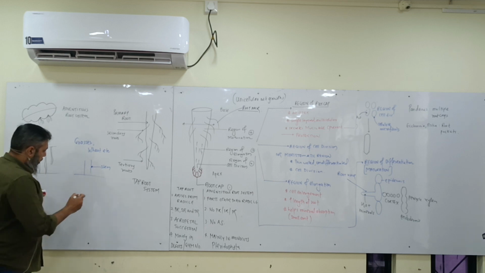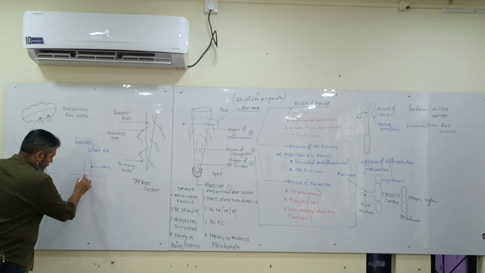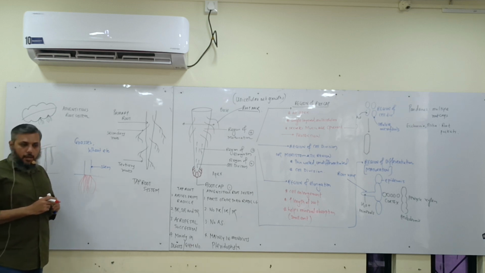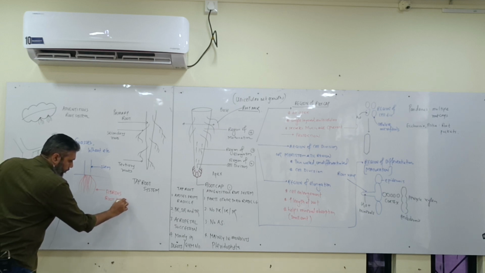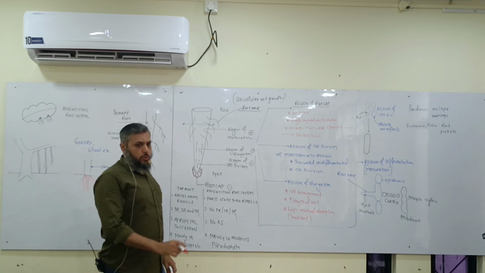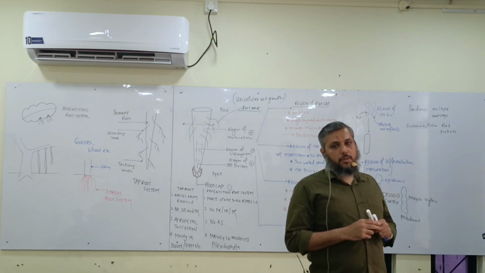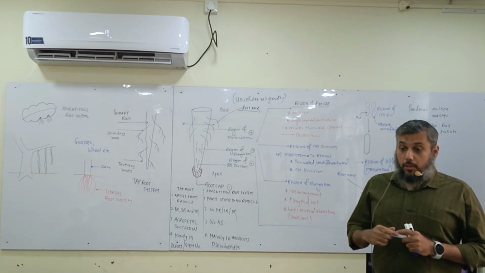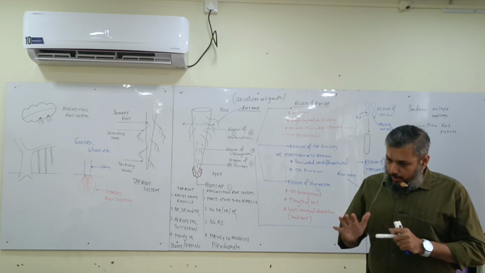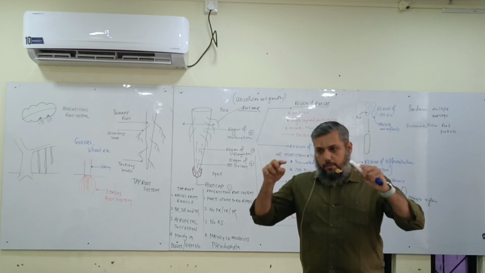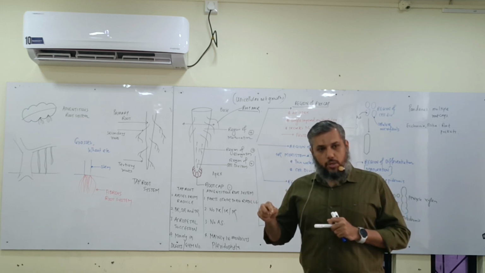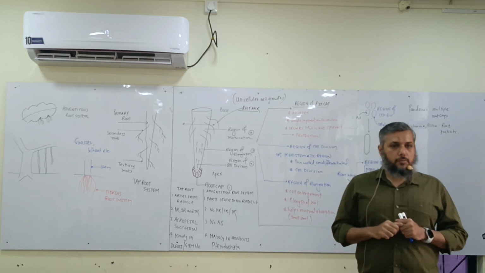As a result of which, from the base of the stem, many thread-like roots arise, which look like fibers arising from the base of the stem. Such a root system is a specialized root system which is called a fibrous root system. So, a fibrous root system develops from the base of the stem when the primary root is short-lived. It dies early. So, to give support and absorption of water, from the base of the stem arise fibers, thread-like root system, which is called a fibrous root system.